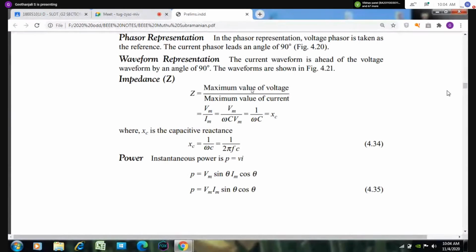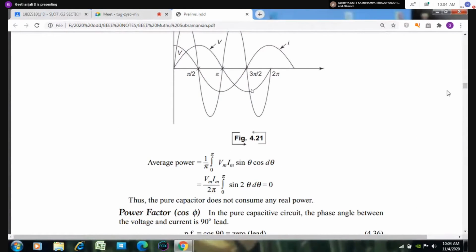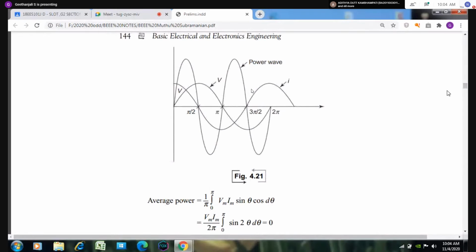Then we have to see the instantaneous power, as we have seen for the pure R circuit and L circuit. So p is equal to vi, that is Vm sin theta times Im cos theta. That is the expression for the instantaneous power. Then we interchange the position of Vm and Im. So the power expression is Vm Im sin theta cos theta. So these are all the basic things. That's why I have moved in a fast way. These are all the basics for the RL circuit.